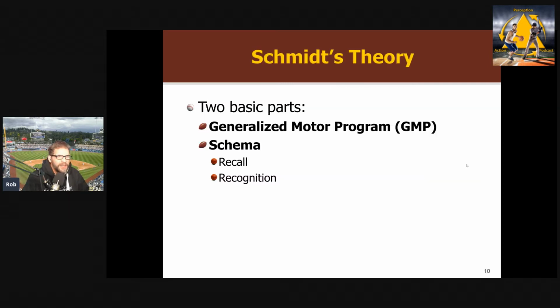Okay. So what is Schmidt's theory? Schmidt's theory, as I said, is addressing these problems. It has two basic parts, right?